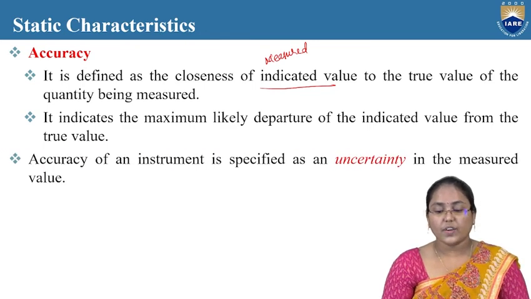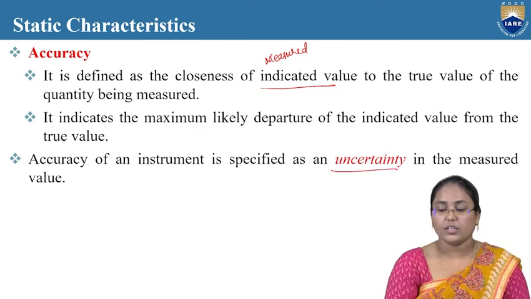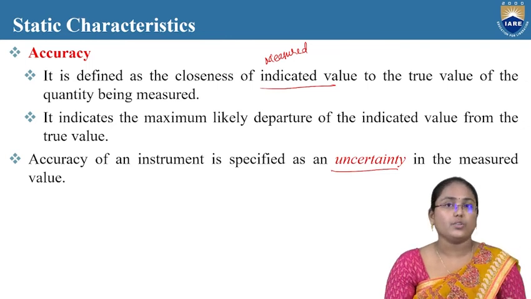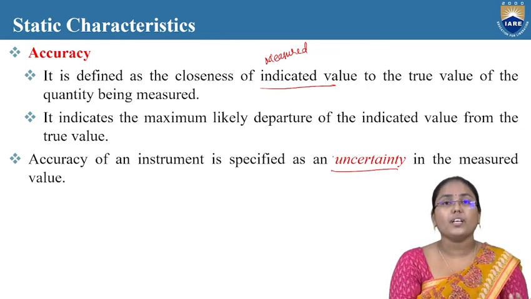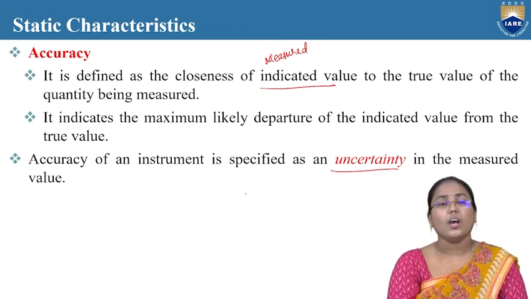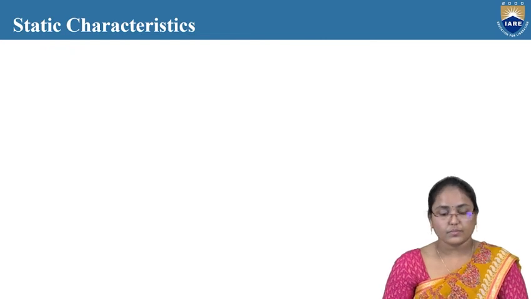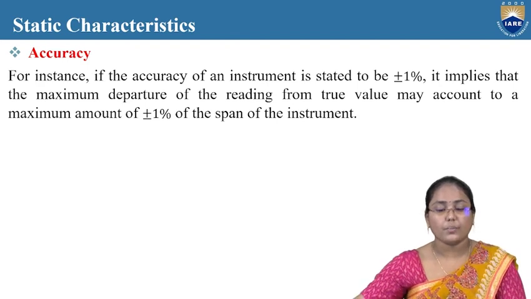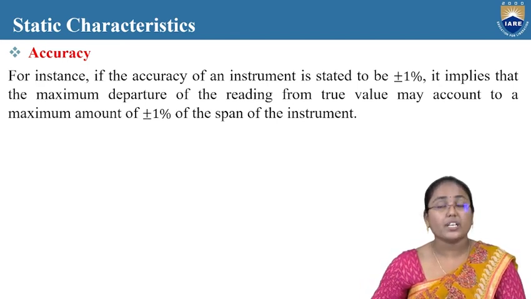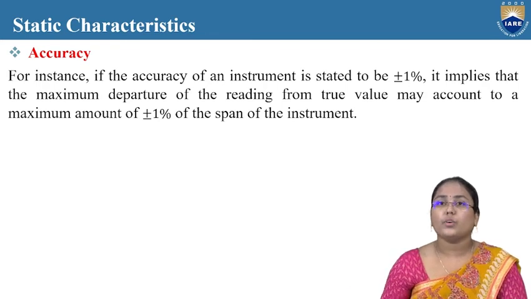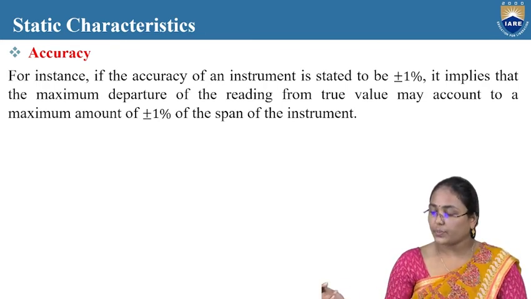Accuracy of an instrument is specified as the uncertainty in a measured value. That is, whenever there is any change in a particular measured value compared to the true value, that is nothing but an uncertainty in the measured value. So accuracy of an instrument is therefore specified as an uncertainty in the measured value. For example, if the accuracy of an instrument is stated to be plus or minus 1%, it implies that the maximum departure of the reading from the true value may amount to a maximum of plus or minus 1% of the span of the particular instrument.